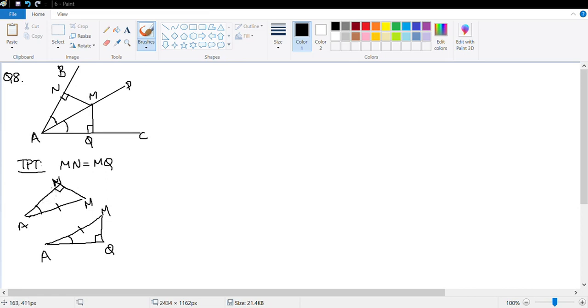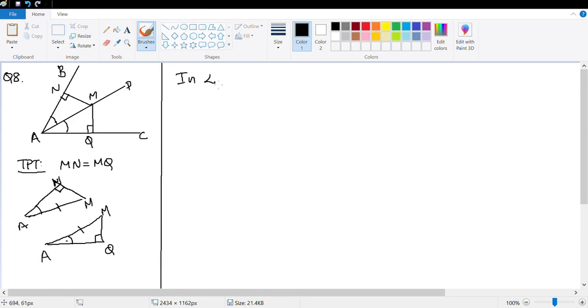So let's see if I can get something. Two angles and one side are equal. Let's see which side is equal. The side opposite 90 degrees, and here also the side opposite 90 degrees. Perfect. So I've got my answer already. This is angle, angle, side. Let's start writing.